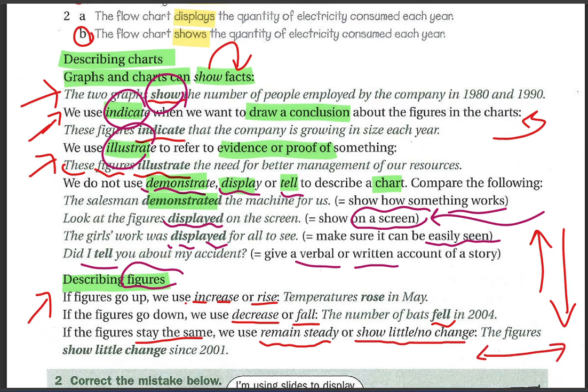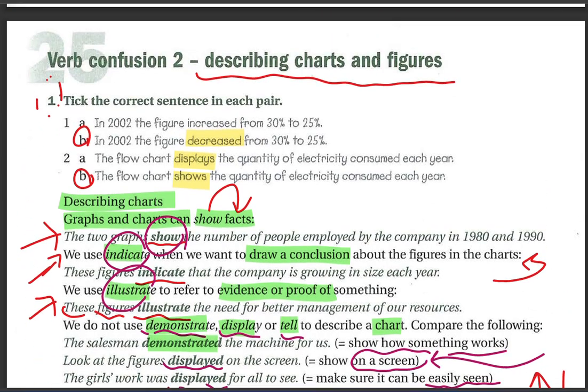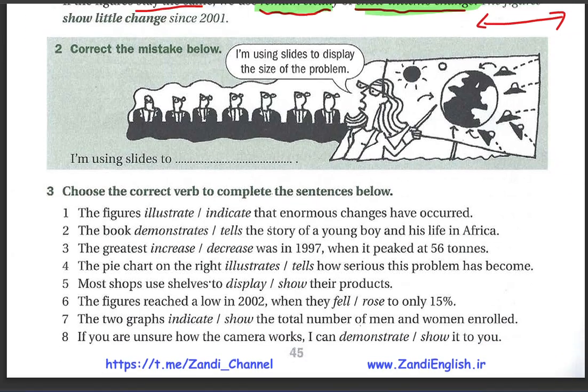When it's just like this, no change, you can say the figures remain steady, or they show no changes, or they show little change. Great! So it was a really useful lesson, of course. Now let's go to the next part.